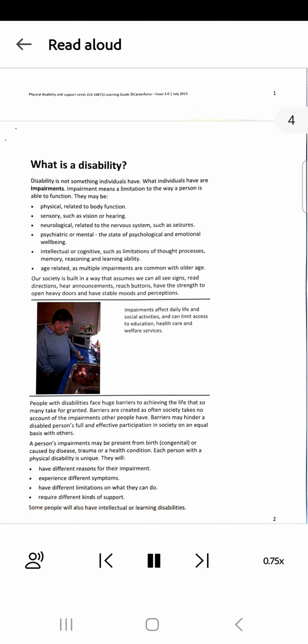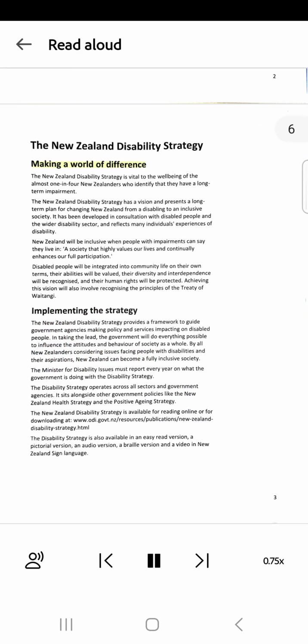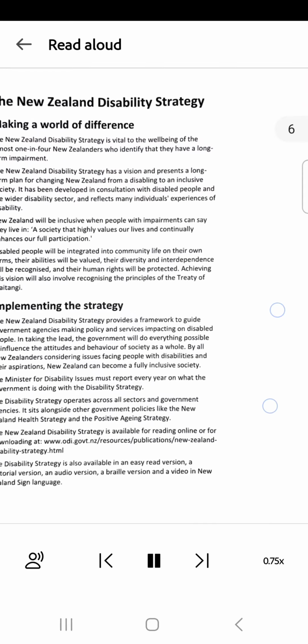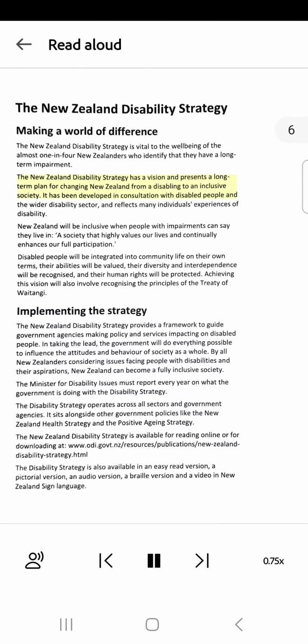The New Zealand Disability Strategy. Making a world of difference. The New Zealand Disability Strategy is vital to the well-being of the almost 1 in 4 New Zealanders who identify that they have a long-term impairment. The New Zealand Disability Strategy has a vision and presents a long-term plan for changing New Zealand from a disabling to an inclusive society. It has been developed in consultation with disabled people and the wider disability sector, and reflects many individuals' experiences of disability.